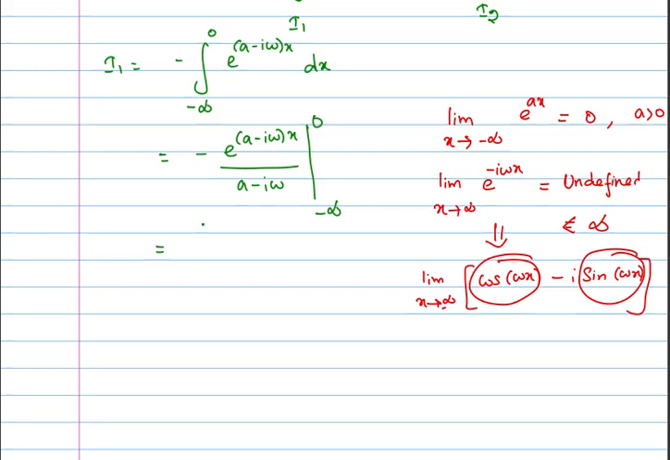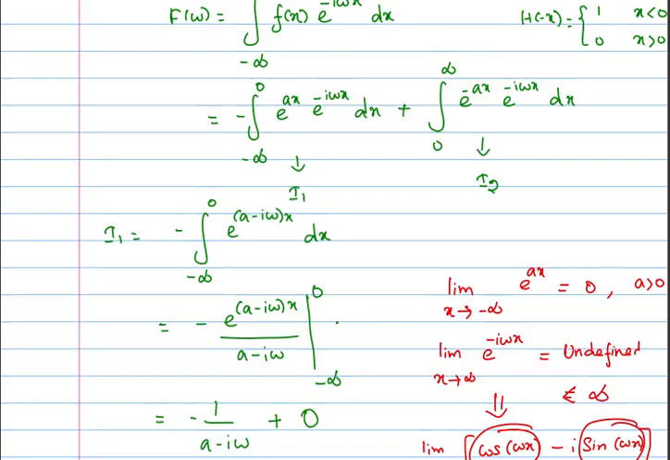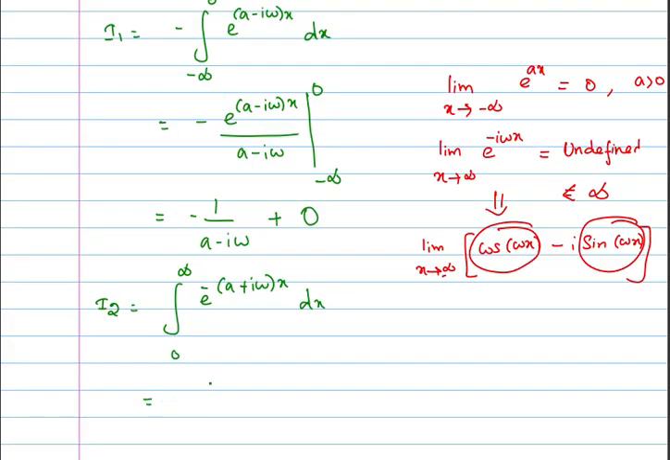What about the upper limit? Upper limit I have no issue, so we get minus 1 over a minus i omega. What about the lower limit? It is minus times minus, which becomes plus, and this becomes 0 because of this scenario. Now we go for I2. I2 is the integral from 0 to infinity of exponential of minus a plus i omega times x dx. If you integrate, you will get minus 1 over a plus i omega times exponential of minus a plus i omega times x, from 0 to infinity.